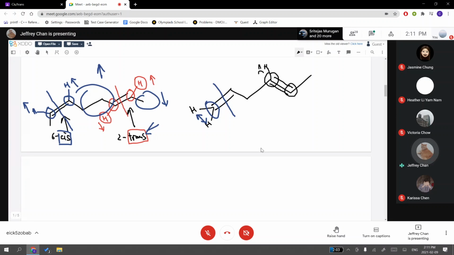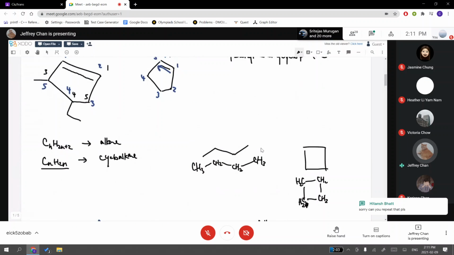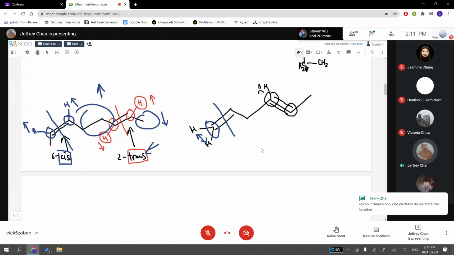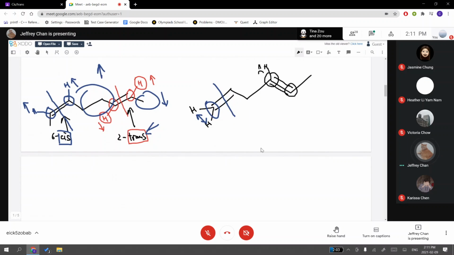Whew. All right. So we did cyclo. I did cis or trans. No, Terry. No. So again, cis or trans can't happen with a triple bond, right? Because if I draw this, this is what it looks like.